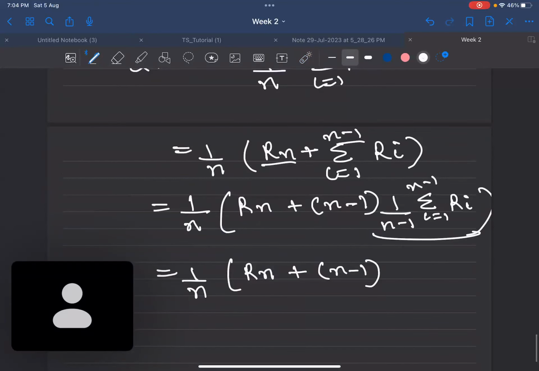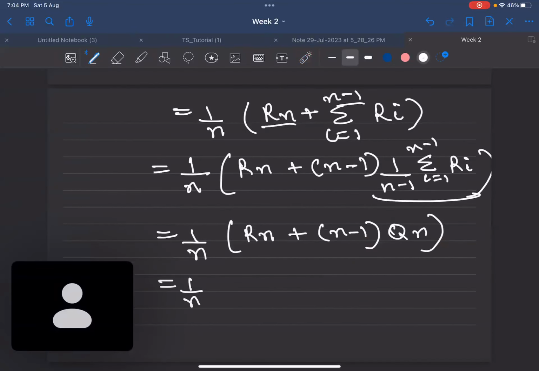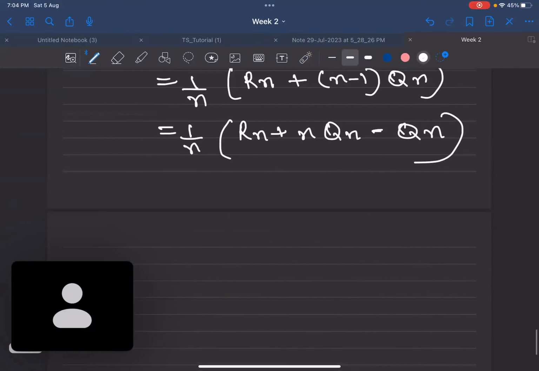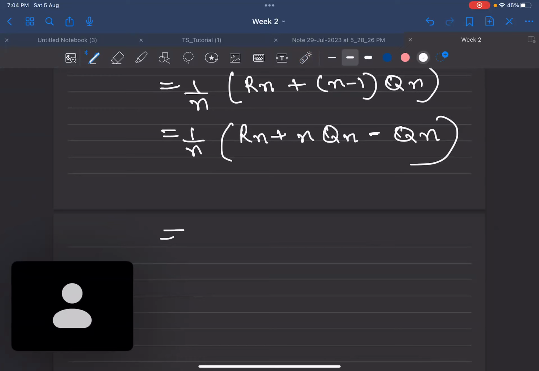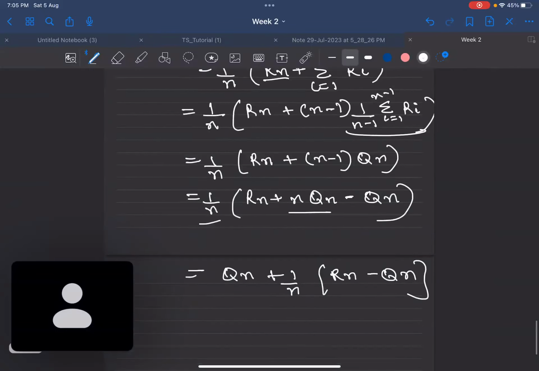What is this? Qn. Yes, you're correct. Don't worry, I'll go above and then explain again. Rn, let's open this bracket. So Qn outside plus 1 by n, Rn minus Qn. Same thing became. This is the incremental approach.